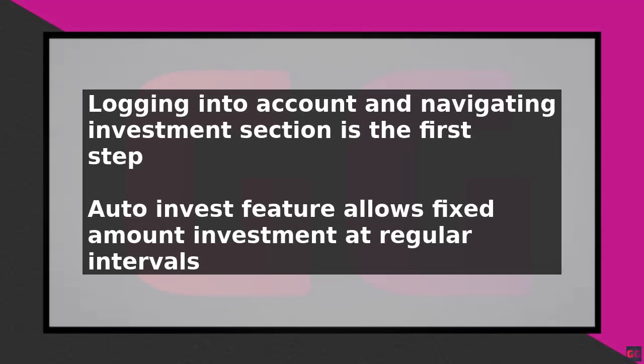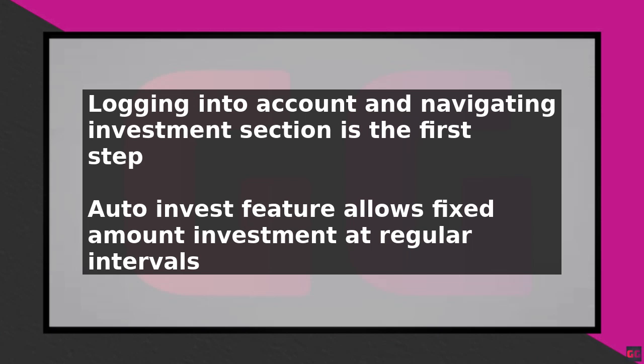To set up Auto Invest on Trading 212, start by logging into your account and navigating to the investment section. Auto Invest is a feature that allows you to automatically invest a fixed amount of money at regular intervals, making it easier to invest regularly and reduce the impact of market volatility.